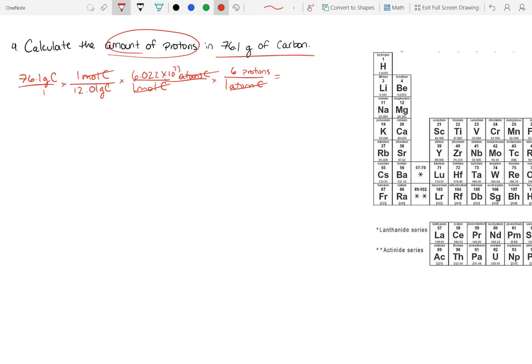Okay? So 76.1 divided by 12.01 times 6.022 times 10 to the 23rd times 6. And my calculator is giving me, let's see, we're supposed to have 3 significant figures, so let me round this up to 2.29 times 10 to the 25th protons. That's a whole lot of protons, right? That's, how many zeros is that? 23? Oh well.